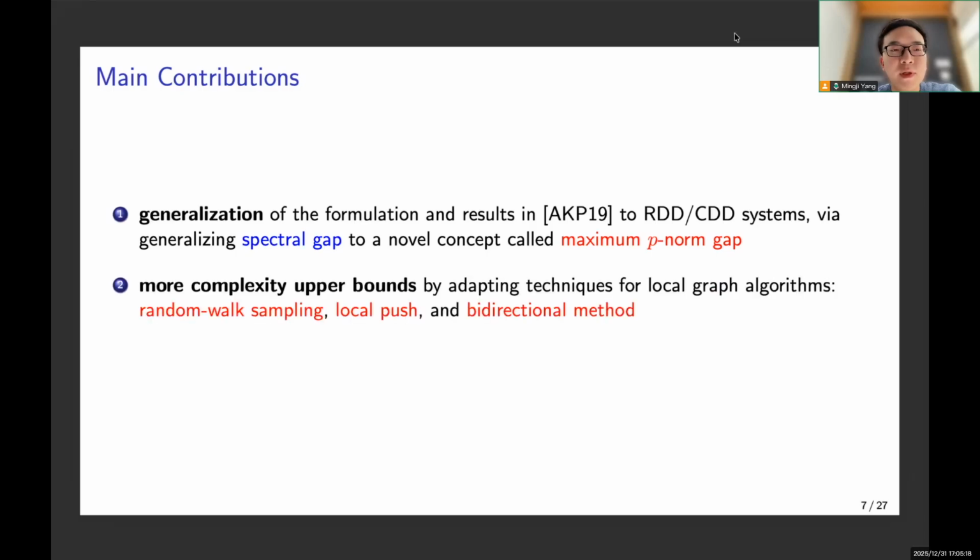And secondly, we derive more complexity upper bounds for solving these RDD or CDD systems. And we do so by adapting some widely used techniques for local graph algorithms, namely random walk sampling, local push, and the bidirectional method, which combines the previous two algorithms.